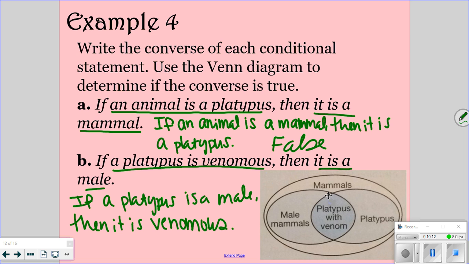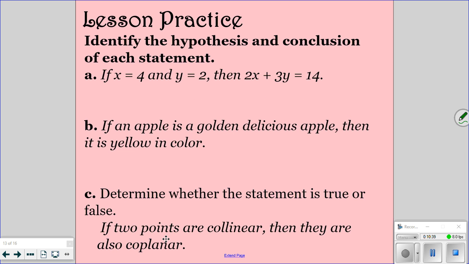So let's look here. Male platypuses are here because that's where male and platypus overlap. And what does it say here? Those are the platypus that have venom. So if it is a male, then it is venomous. That is true. So that's how you do converses. So let's look at some practice problems. Y'all try these, and then once you've tried them, I'll go over them.